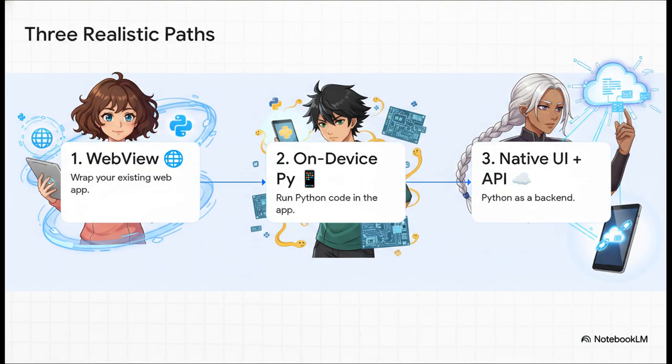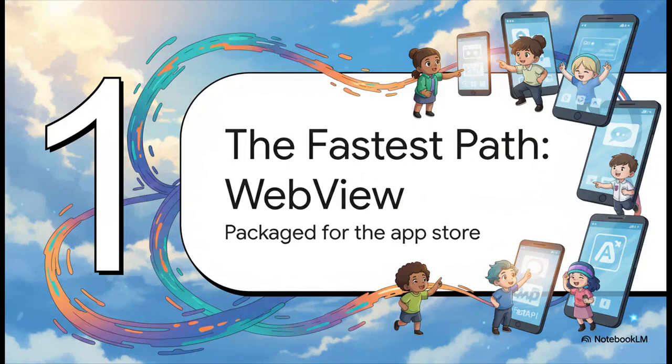Okay, so when you boil it all down, there are really only 3 realistic ways to do this. And which one you pick? Well, that's going to depend completely on what your Python front end is and what you really need your app to do. We're talking about wrapping a web app, actually running Python on the phone itself, or using Python just as a backend. So let's kick things off with the fastest, most direct route you can take, the WebView approach.